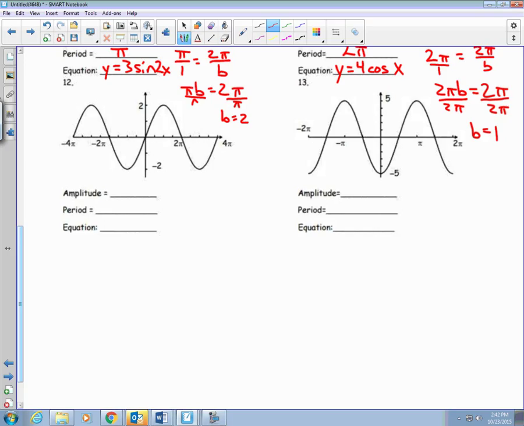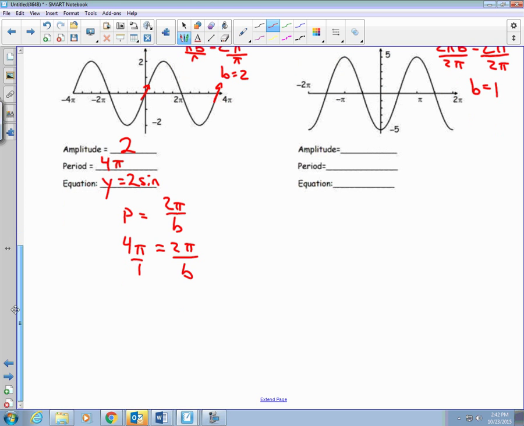Okay, look at number 12. What's the amplitude? 2. What's the period? You tell me when I get to that same spot. Yes, right here, right? So how long does it take? 4 pi. Is this going to be sine or cosine? Now we got to figure out what the b value is, right? Period is equal to 2 pi divided by b. My period is 4 pi. So 4 pi over 1 equals 2 pi over b.